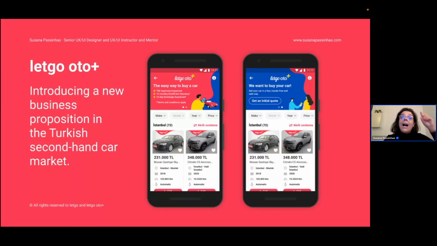You will never work isolated as a designer, and you always need to communicate with others, and you always need to bring your expertise into the project that you are doing. So this was all about introducing a new business proposition, a new way of making money, basically using the product that you already have in the market.